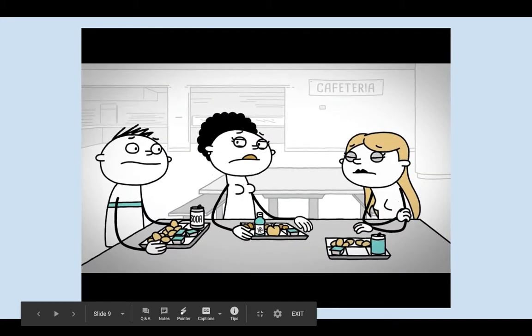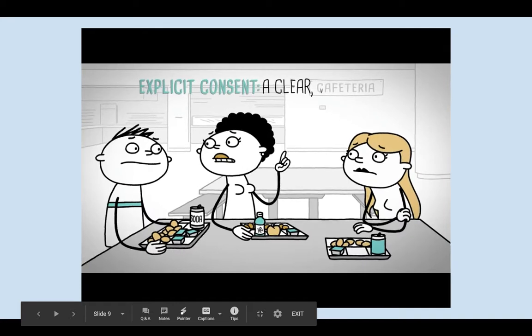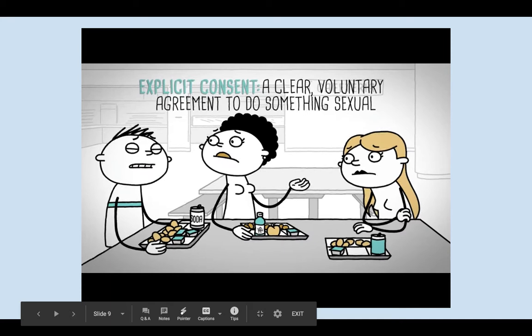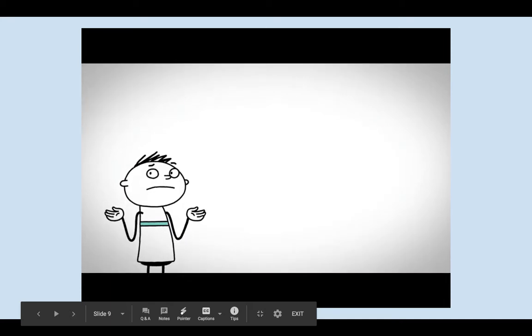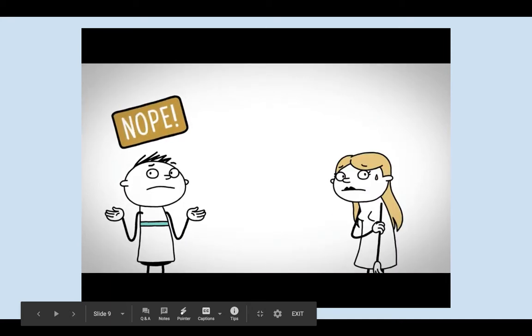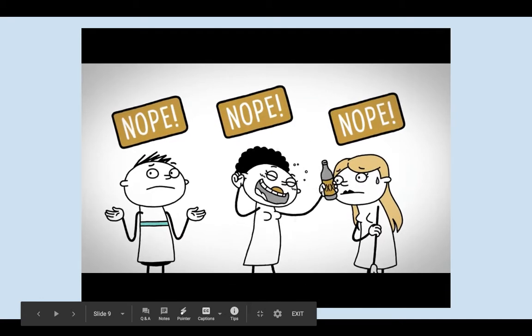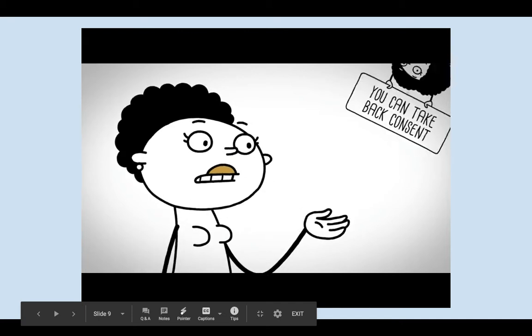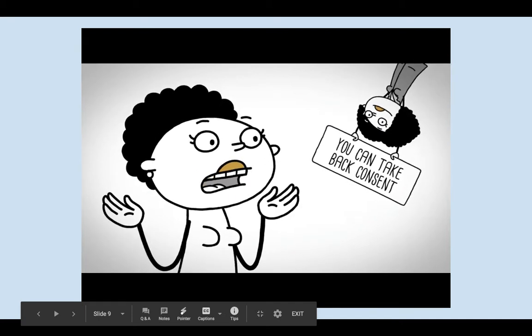Explicit consent? Explicit consent is a clear, voluntary agreement to do something, in this case, something sexual. A shrug or silence doesn't count, and you can't give consent if you're feeling threatened or if you're drunk or high. If you consent to one thing, it doesn't mean you consent to everything, and you can take it back at any time you change your mind.